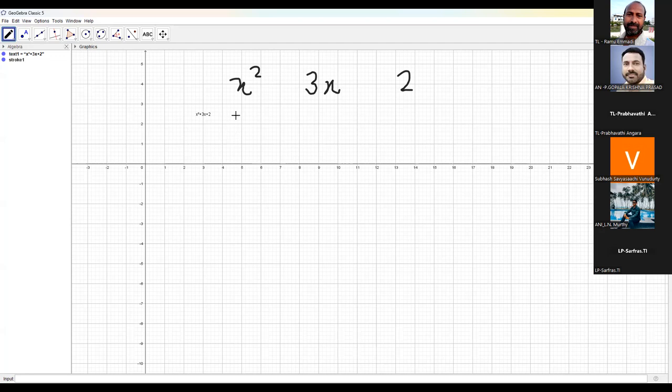Right? So now I'm going to make an x square, that is, I'm going to make a square with side x, and 3x means I'm going to make three rectangles with side x, and 2 means I'm going to make two squares. Okay, for x square, I'm fixing the value of x like 3 units. So in every case, I'm taking x as 3 units. So how to make a square with 3 units for this?